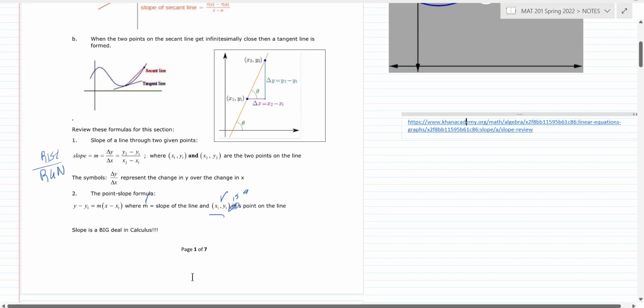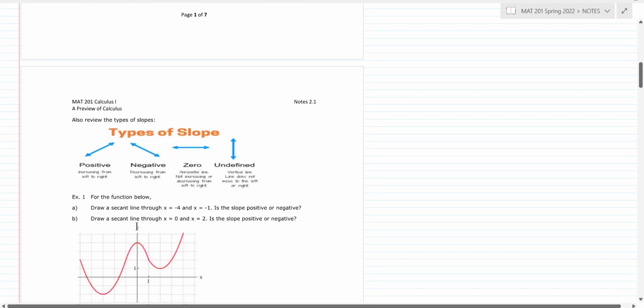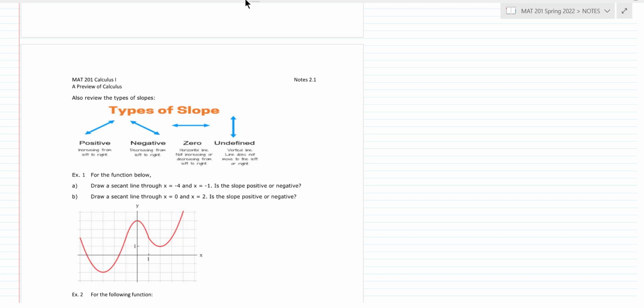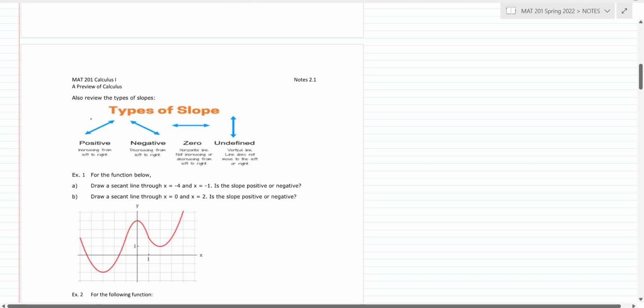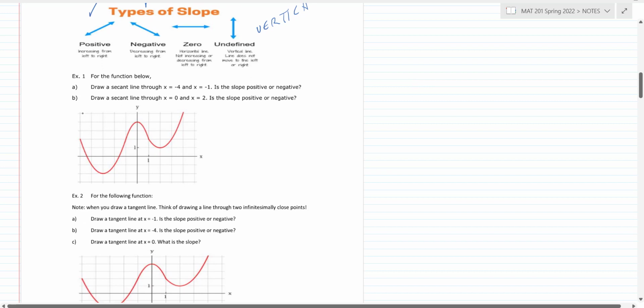Okay? All right, slope is a big deal in calculus. As we study the first few weeks, you're going to see that we're going to be talking a lot about slope. Okay, another basic thing you want to remember from your background is positive slopes slope upwards, negative slopes go downward, zero slope is horizontal, and an undefined slope is when your line is vertical. Okay, so we're going to go ahead and begin to put together the basic concepts that you want to learn to start with.